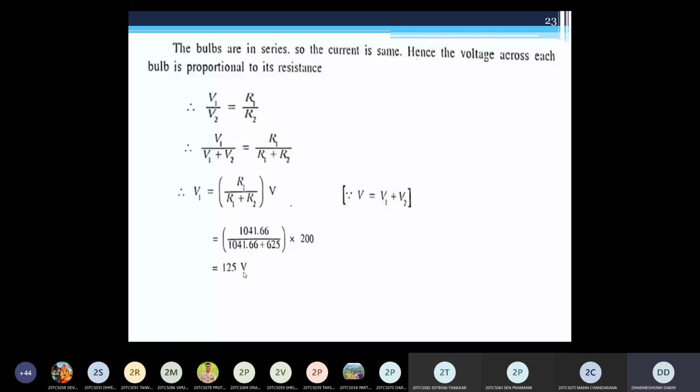You can also calculate the same way as we calculated the previous example. As you know, V is equal to V1 plus V2. You know V1, you know V, so directly we can calculate V2. V2 is equal to V minus V1. V is 200, V1 is 125. So the answer is 75 volt.